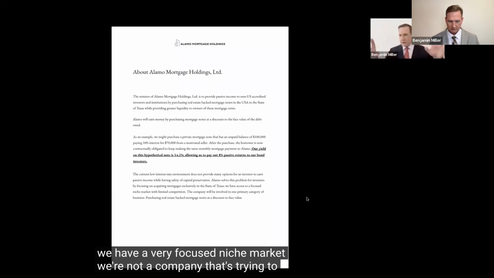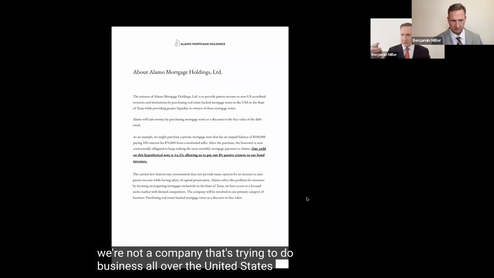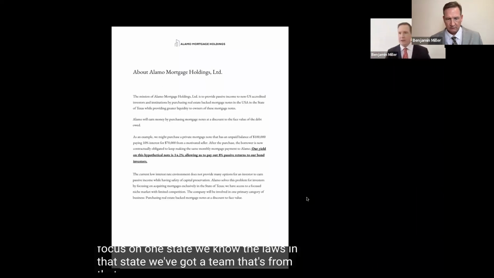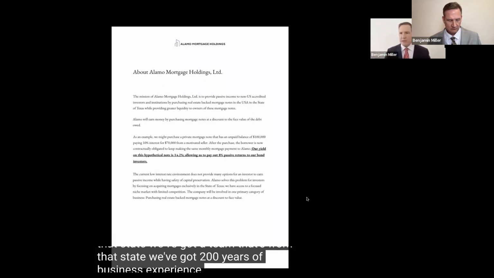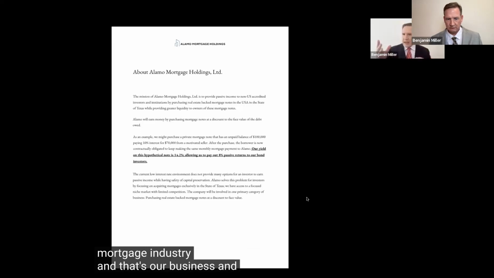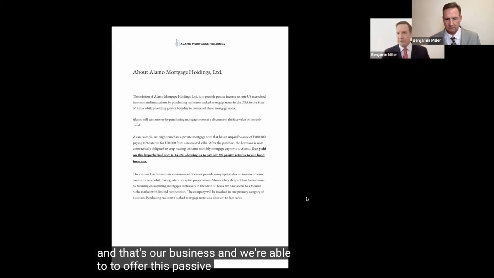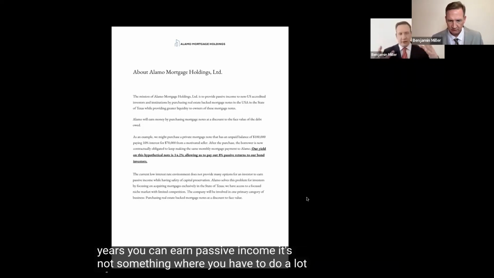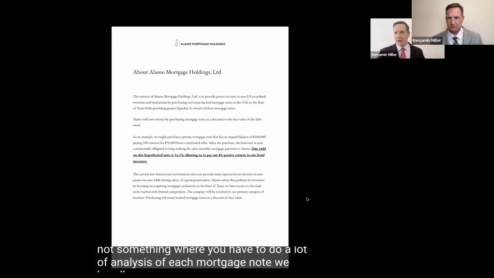We're not a company that's trying to do business all over the United States. We focus on one state. We know the laws in that state. We've got a team that's from that state. We've got 200 years of business experience and 100 years in the mortgage industry. And that's our business, and we are able to offer this passive income to you. We can supply it, and it's something where you can do one investment and for years you can earn passive income. It's not something where you have to do a lot of analysis of each mortgage note. We handle all that for you.